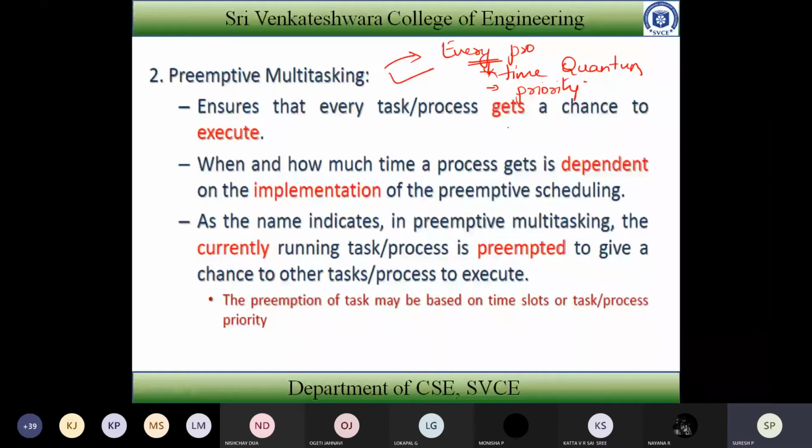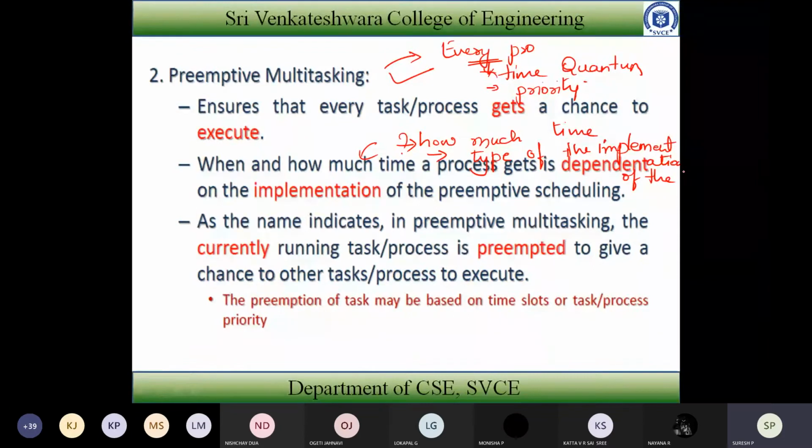Now, how much time that process has to get is the next question. How much time the process has to be given depends upon the type of the implementation which you are going to design. So it depends upon the type of the preemptive scheduling, and that is how much time we have to give.